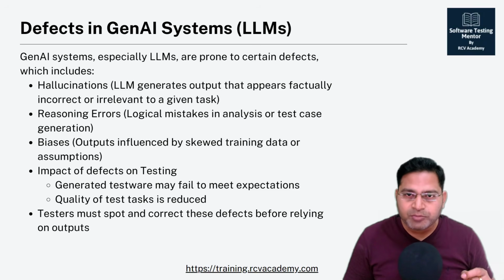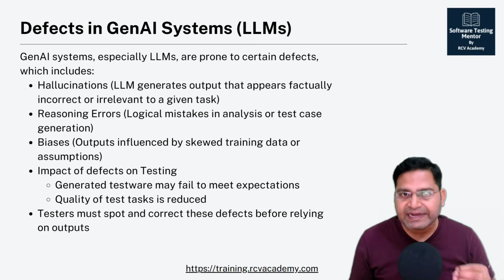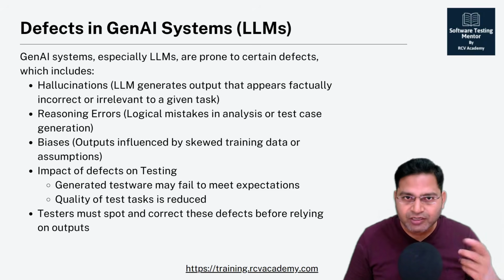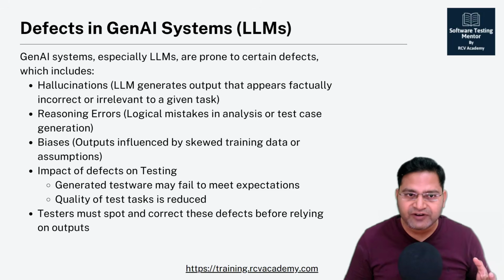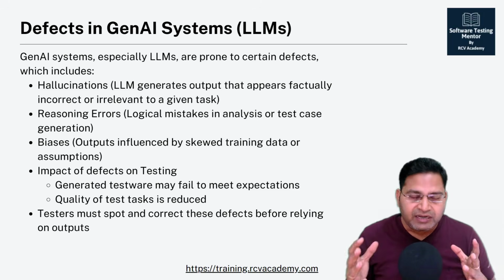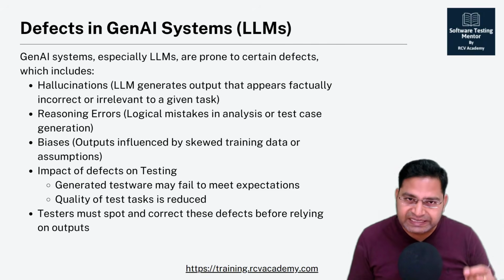The second very common defect in Gen AI systems is reasoning errors, wherein logical mistakes in the analysis are found when you are using the large language model. So any logical errors identified in an LLM are basically reasoning errors. Then we have the biases. Large language models are biased as well.